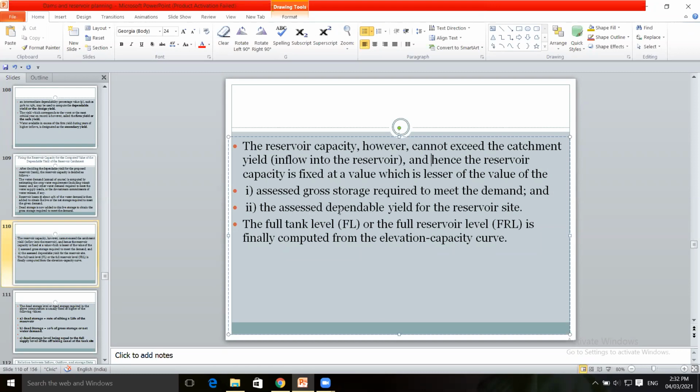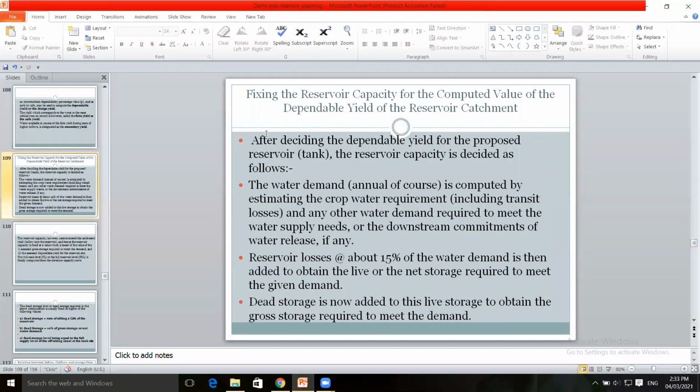Similar step, the full tank level or the full reservoir level is finally computed from the elevation capacity curve. The full tank level in the reservoir is calculated by the capacity elevation curve. So these are steps involved in fixing the reservoir capacity for the computed value of the dependable yield of the reservoir catchment.